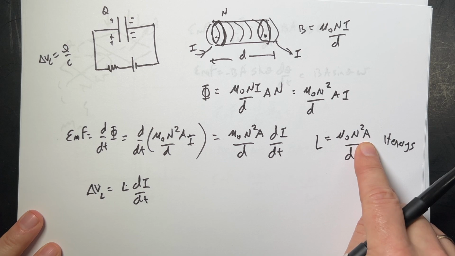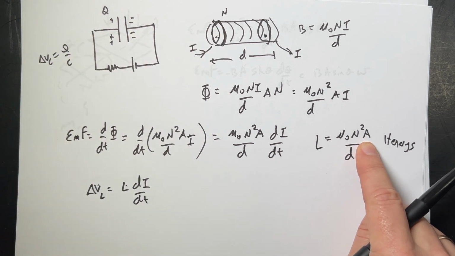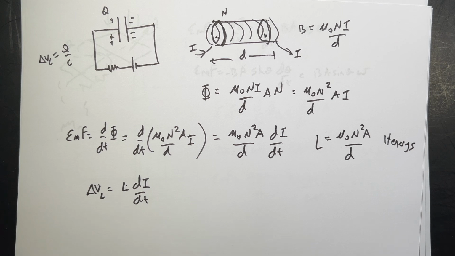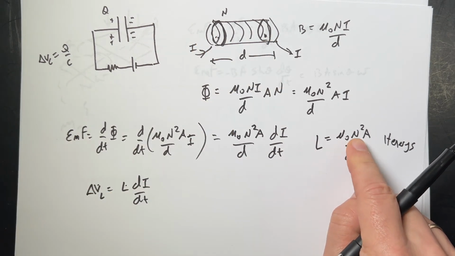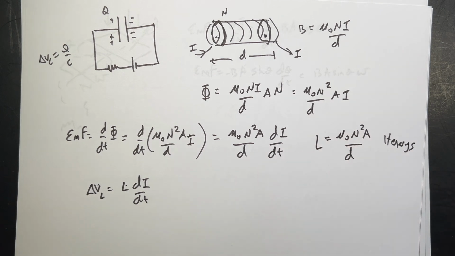A lot of times I'll write this A as pi r squared because it's the area of that circle. But remember, there's double n's there because each coil affects each other coil. That's why you have that n squared, number of turns.